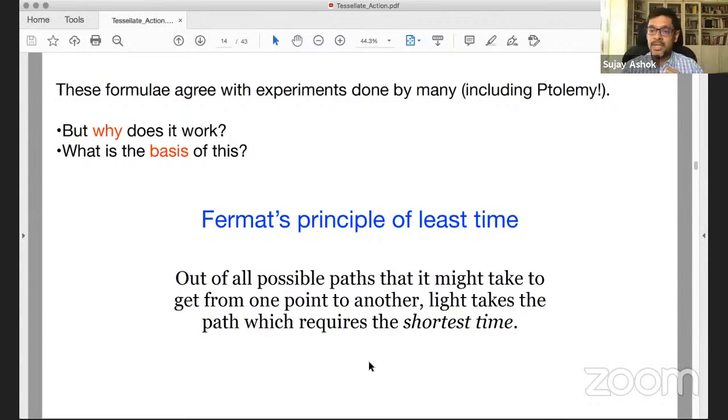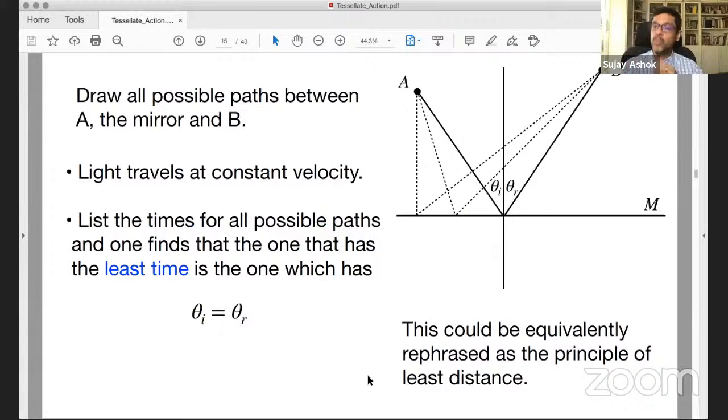Okay, it's rather amazing when you think about it. So you can even think, how does light know? Does it sample all possible paths? How does it know which is the shortest time? But let's take this for granted for now, and let's see how far we can go with it. Good. So let's see how this works.